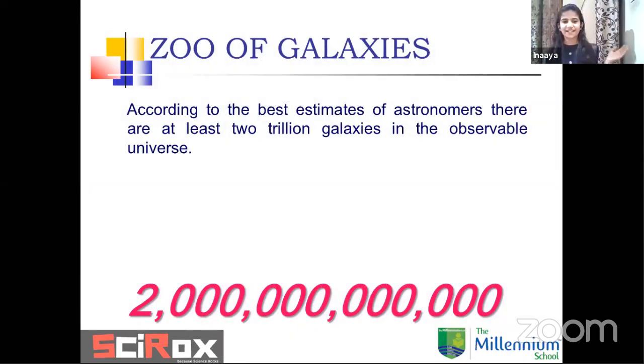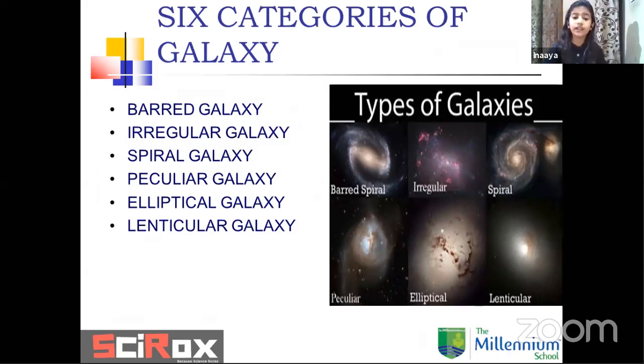Zoo of galaxies. According to the best estimates of astronomers, there are at least 2 trillion galaxies in the observable universe. There are 6 categories of galaxies. First, barred galaxy, second, irregular galaxy, then spiral galaxy, peculiar galaxy, elliptical galaxy, and lenticular galaxy.